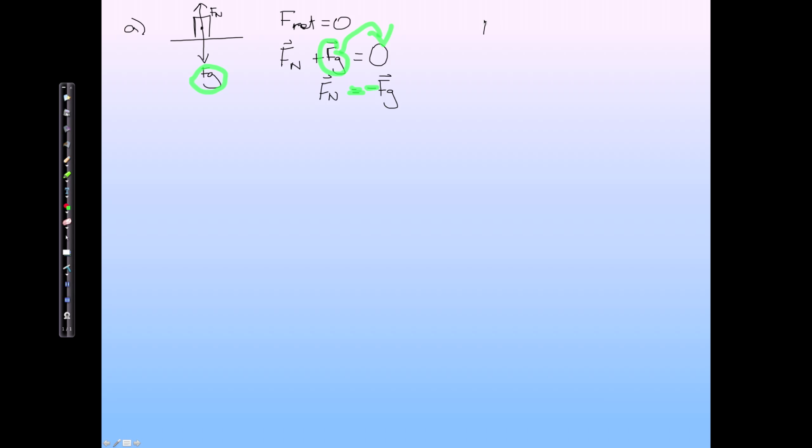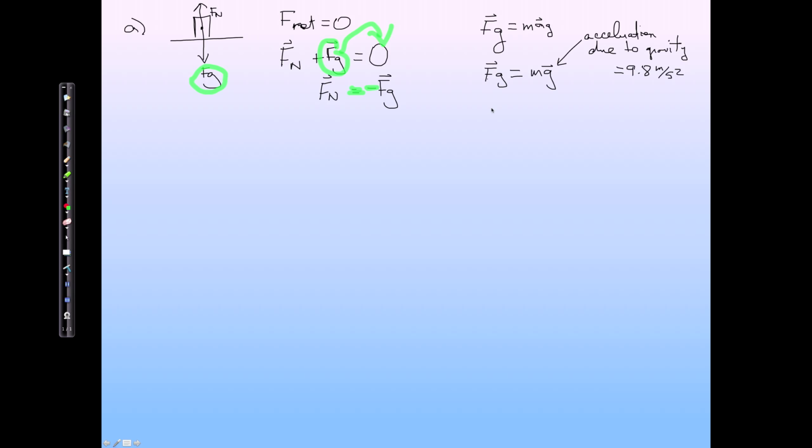Now, Fg, the force due to gravity, is always equal to the object's mass times its acceleration due to gravity. That's sometimes written as a sub g. It's sometimes written as mg. This g is acceleration due to gravity and is equal to 9.8 meters per second squared.